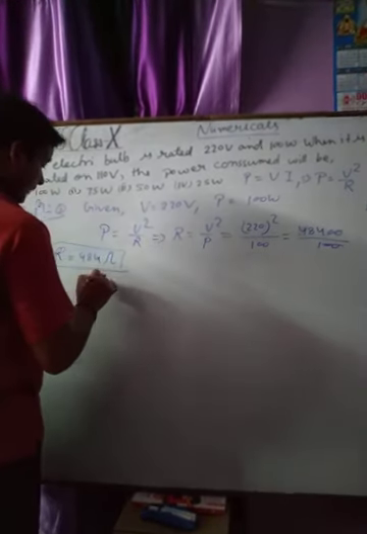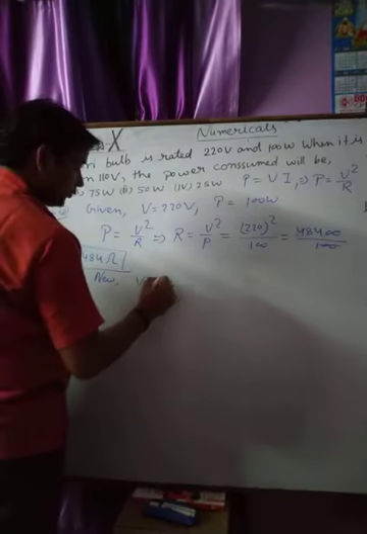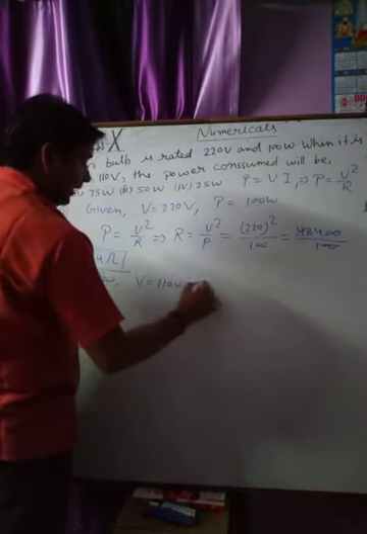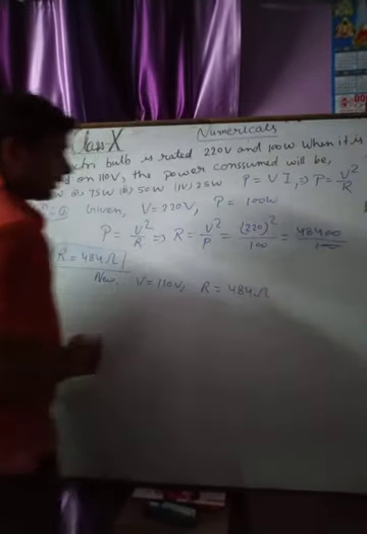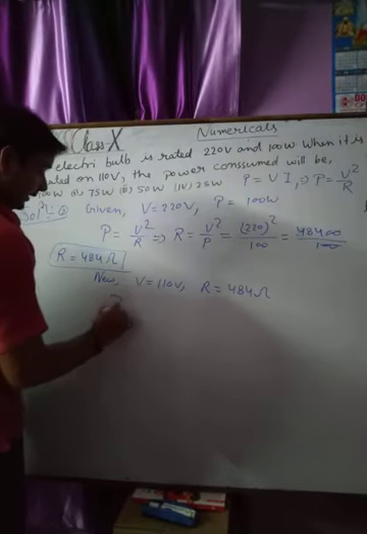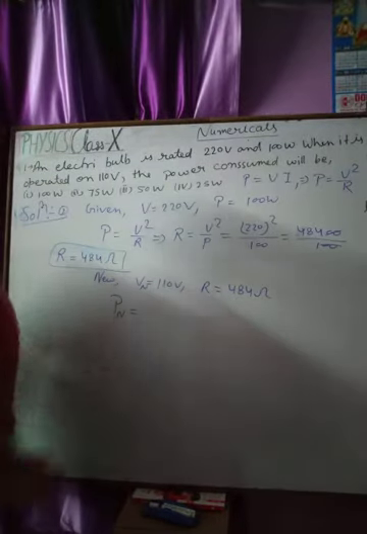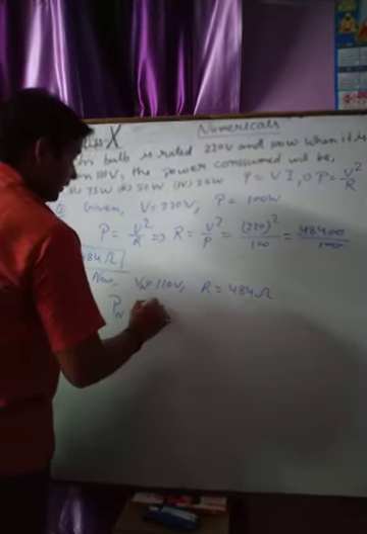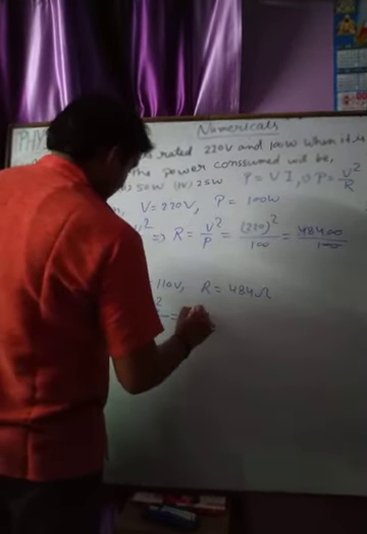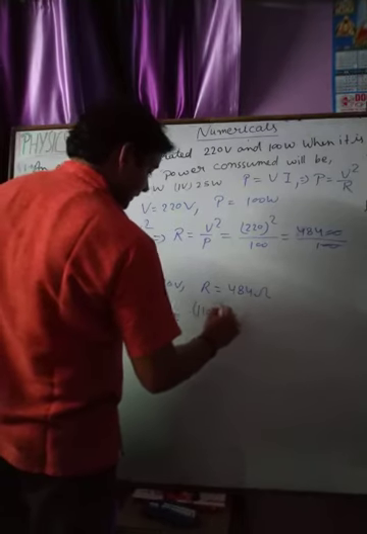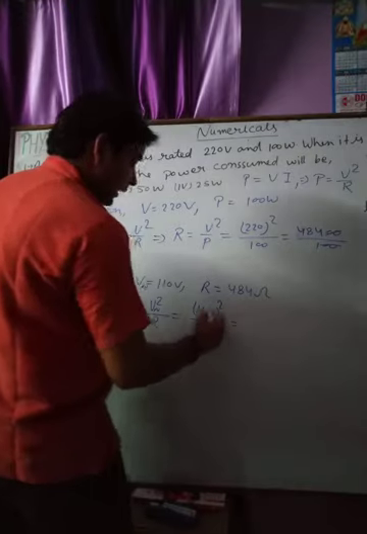Now the new condition: the voltage is reduced to 110 volt and we have the resistance as 484 ohm, okay student. Now the new power we can write, with Vn as the new voltage, is V square upon R, that is 110 square upon R, which is 484.